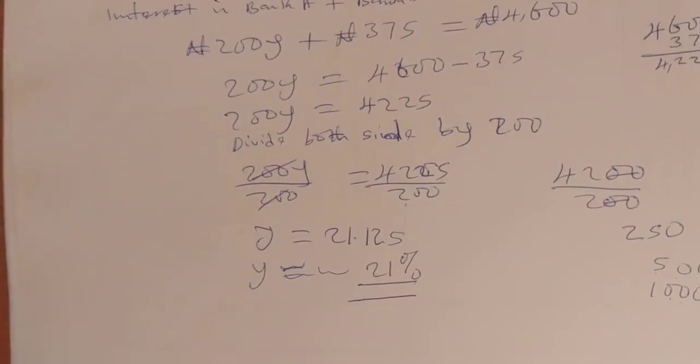So the interest rate of Bank A, which was Y in the question, is calculated to be 21%. I hope you understand this, and we'll come to the end of our class.